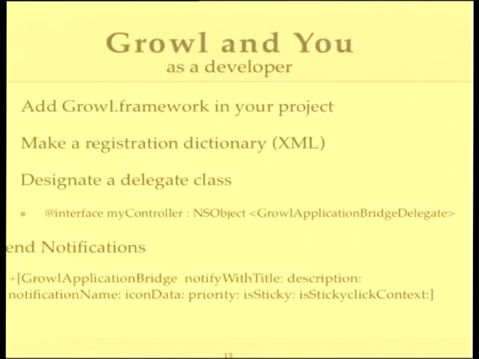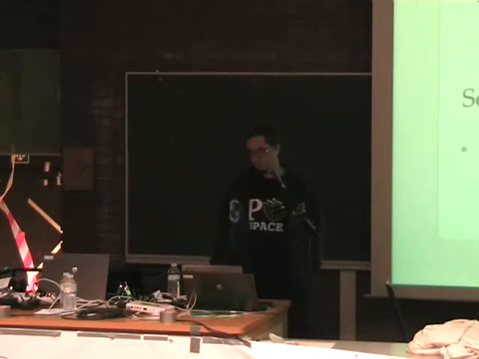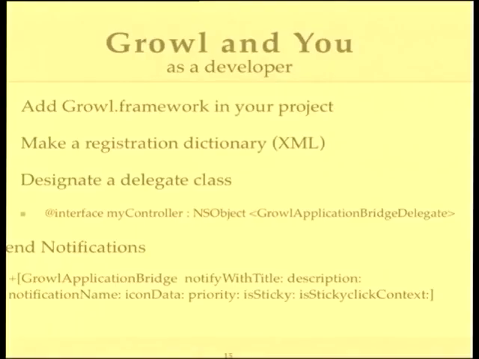Okay, I'm gonna show you how easy it is to add notifications to your application. First of all, you need to add growl.framework on your project. In Xcode, this is really, really easy. You just drag and drop it. You need to make a registration dictionary, which is a plain XML file. Actually, it's a list file, which is an XML file. And you just need to say what kind of notifications you're going to send. It's basically a 5-line file.